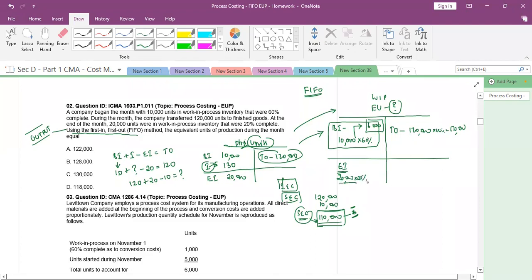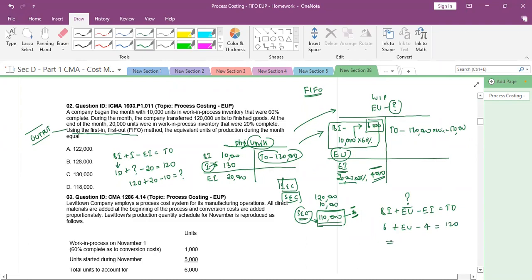20% only. 20% of 20,000 means how much? 4,000. So now we know that this is the equivalent units. We know that beginning inventory plus equivalent units, which is not given, that we are calculating, minus ending inventory is equal to transferred out. Beginning inventory is 6,000. EU we don't know as it is. Ending inventory is 4 and transferred out is given as 120.